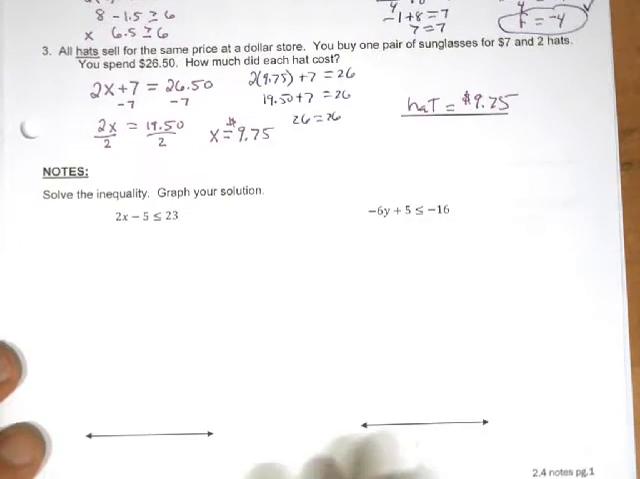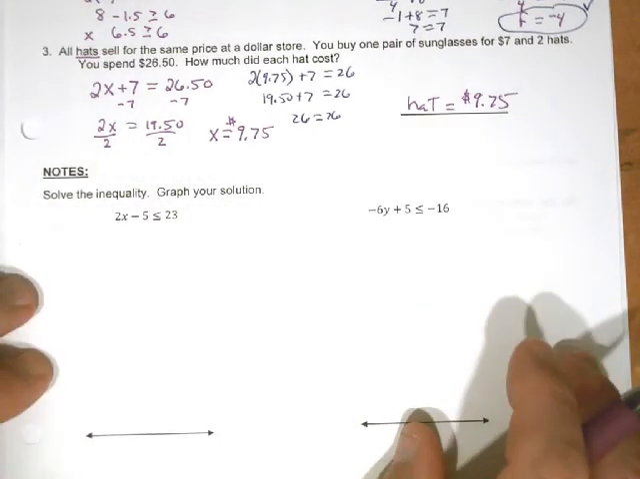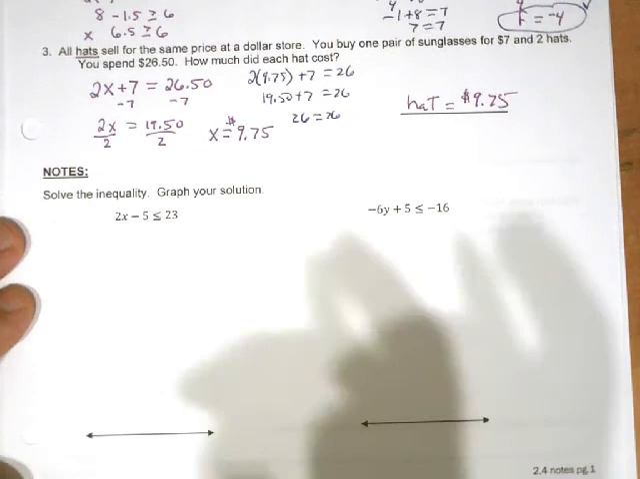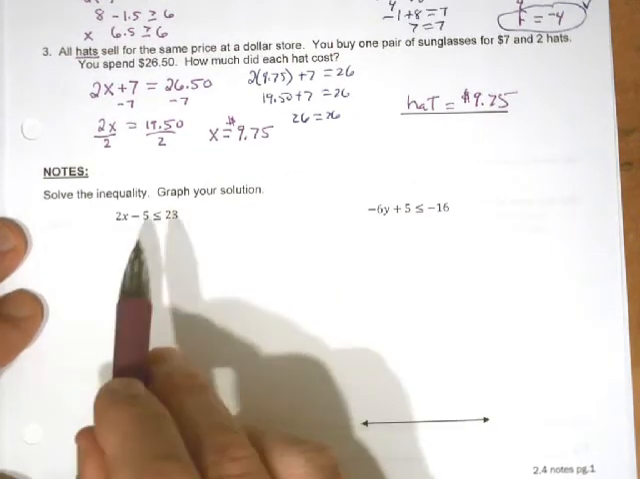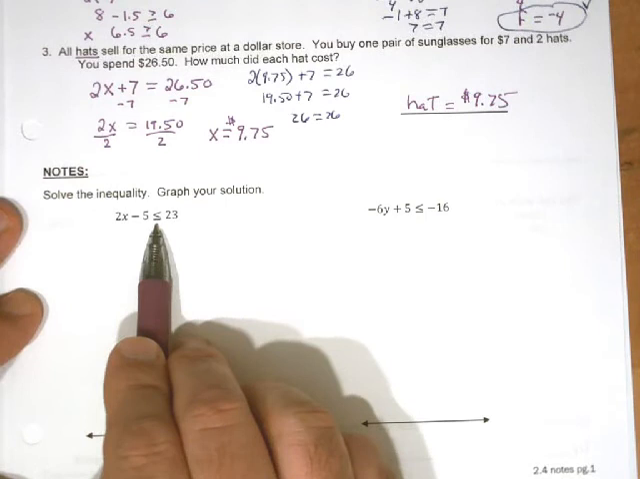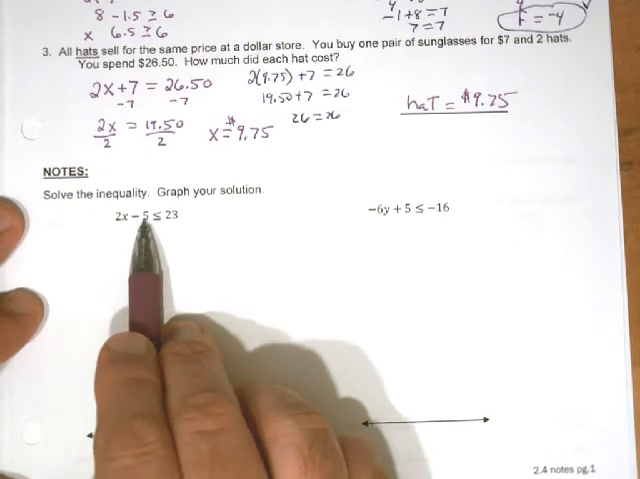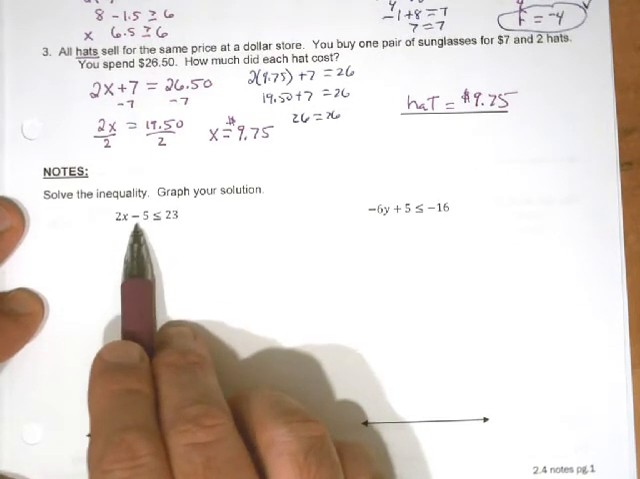All right, into the brand new ones here. So solve the inequality and graph your solution. This is multiple step 1. It's very similar to what we left off from yesterday, or at least from the 2.3 notes. Again, treat this like an equal sign. So what would we do if this was just an equal sign? How do we solve for x? We have to get rid of x, get it all by itself.